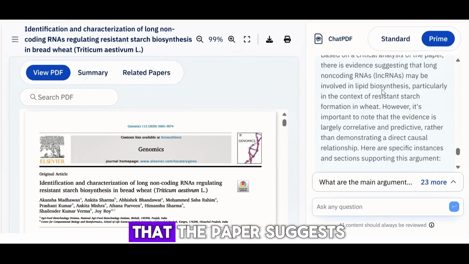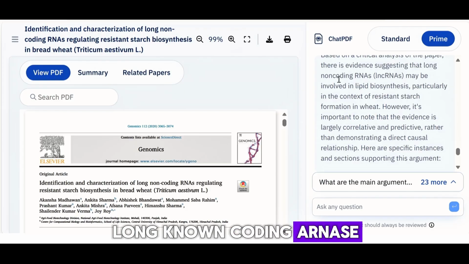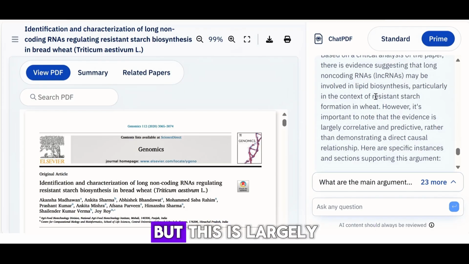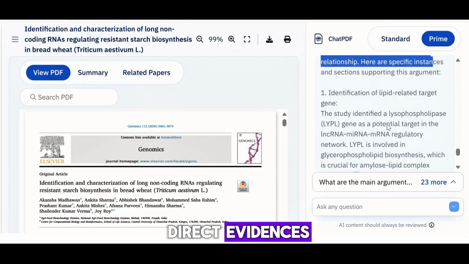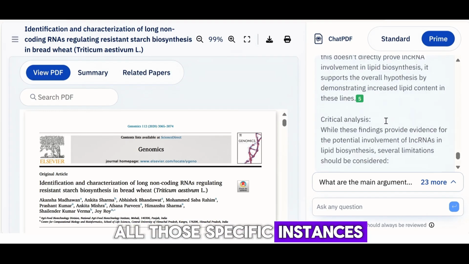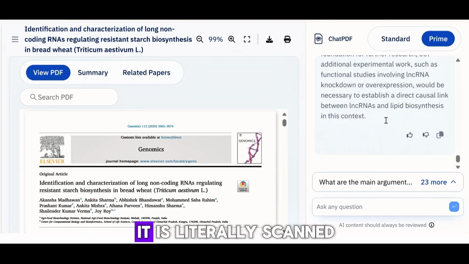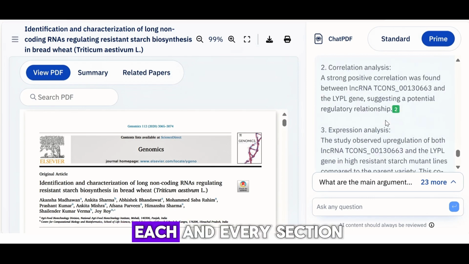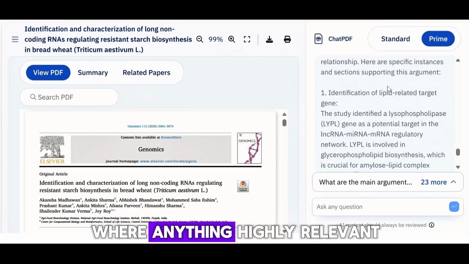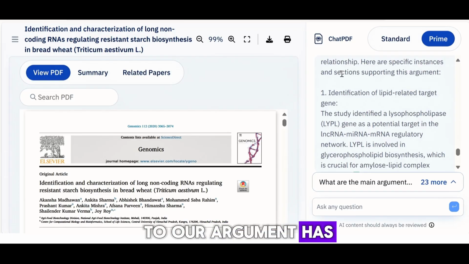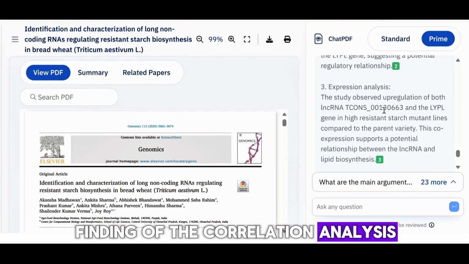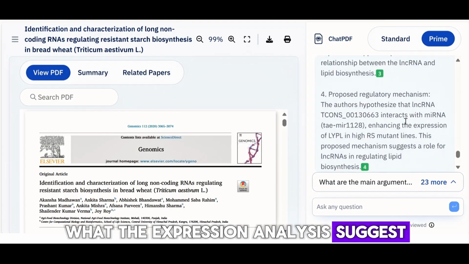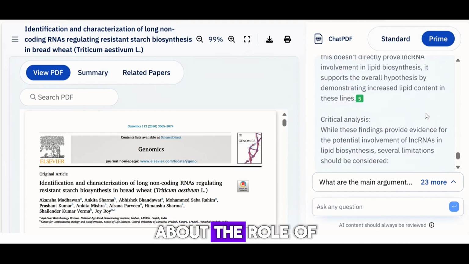First, it is mentioned that the paper suggests long non-coding RNA is involved in lipid metabolism, but this is largely correlative and predictive rather than based on direct evidence. Then it has shared all those specific instances which are supporting this argument. It has literally scanned the whole document and provided each and every section or instance where anything highly relevant to our argument has been mentioned: what the interaction study revealed, findings of the correlation analysis, what the expression analysis suggests, findings of the DSC analysis about the role of long non-coding RNA in lipid metabolism.